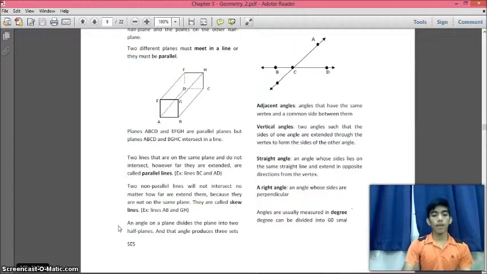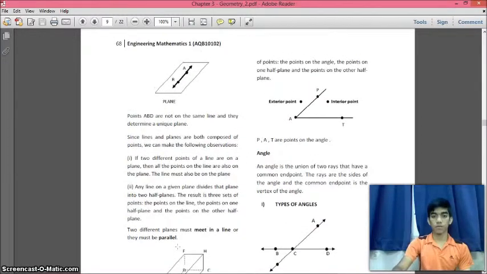Next, an angle on a plane divides the plane into two half planes, and that angle produces three sets of points. The first one is the points on the angle, the points on one half plane, and the points on the other half plane. Here's the picture. This is angle PAT, a point on the angle. This point P, this A, and this T. This interior point and this exterior point.